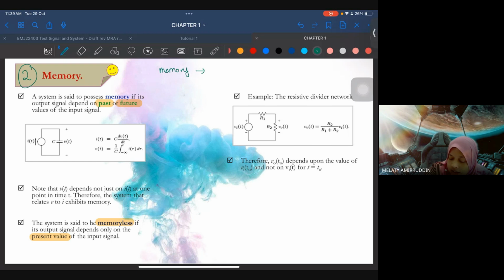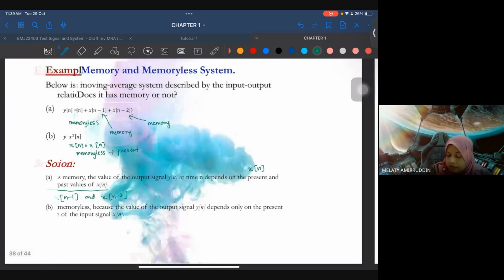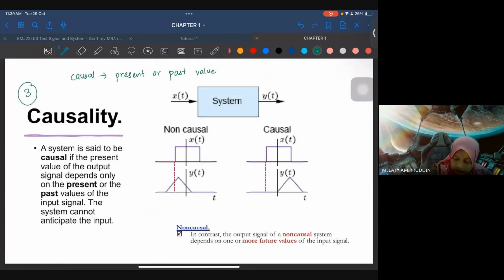But memory depends on the past and future. Memoryless depends on the present. Okay. Causal. And then we have non-causal. Non-causal depends on the future. Okay. The future value of the input signal.